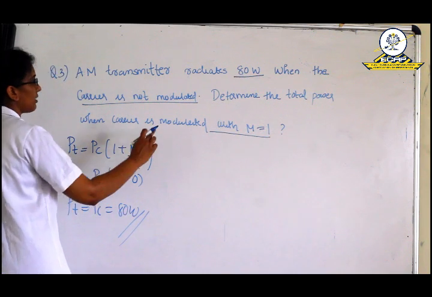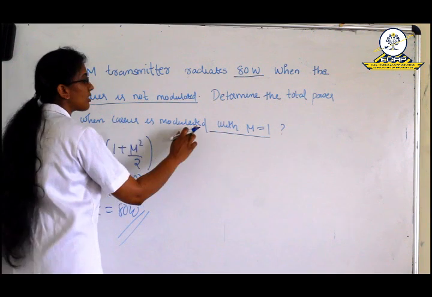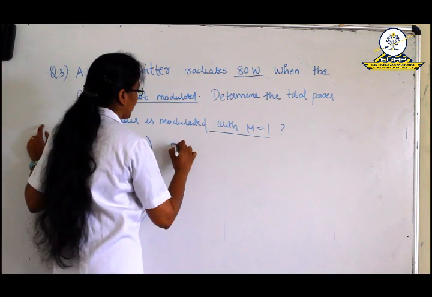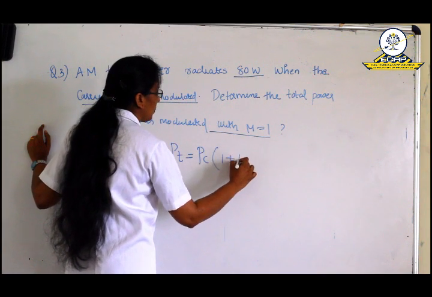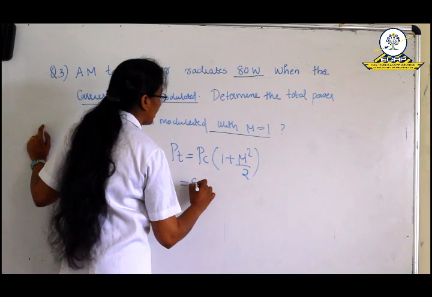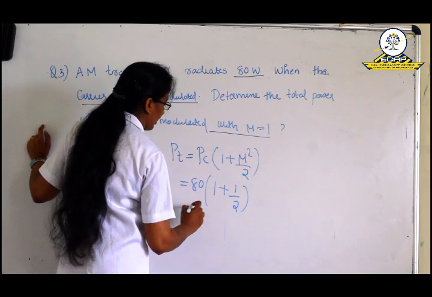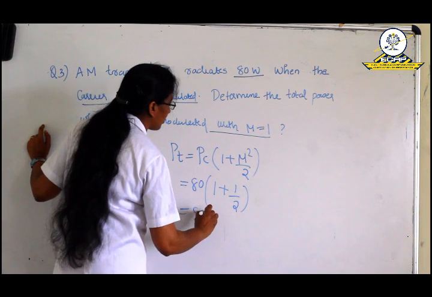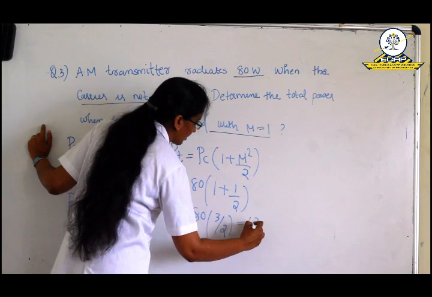The second part is, calculate total power when the carrier is modulated with mu equal to 1. So PT is equal to PC into 1 plus mu square by 2. Substituting 80 into 1 plus 1 by 2, that is 80 into 3 by 2. That is 120 watts.